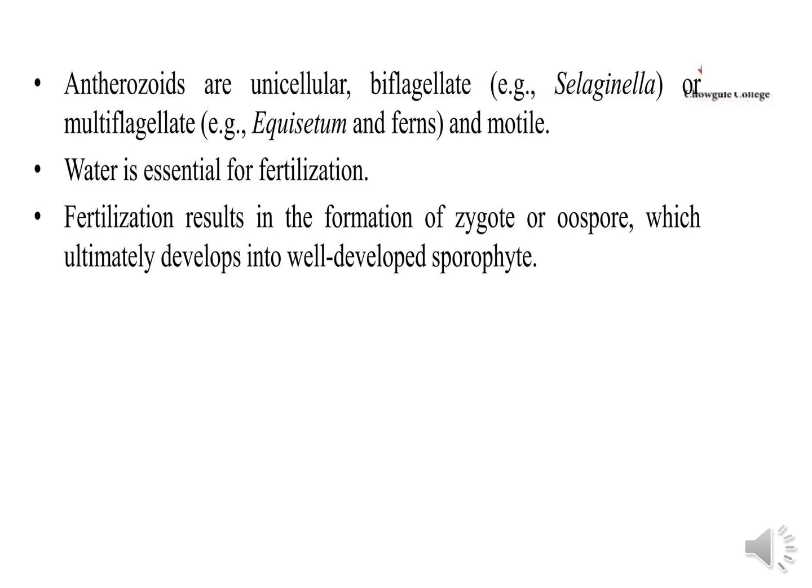The antherozoids are usually unicellular, biflagellate in Selaginella, multiflagellate in Equisetum and ferns, and motile. Water is essential for fertilization. Fertilization results in the formation of the zygote or oospore, which ultimately develops into a well-developed sporophyte.